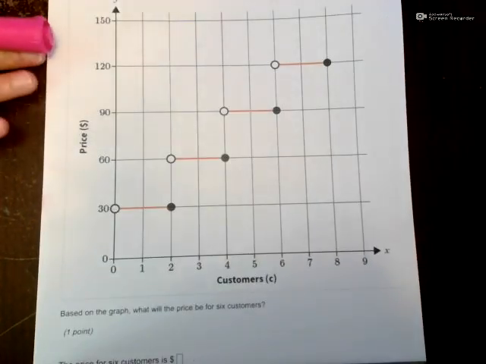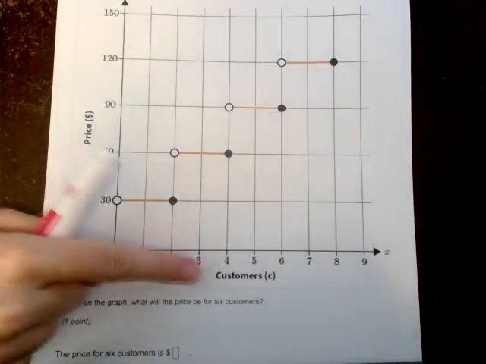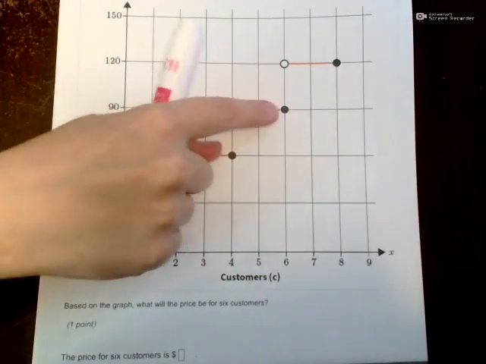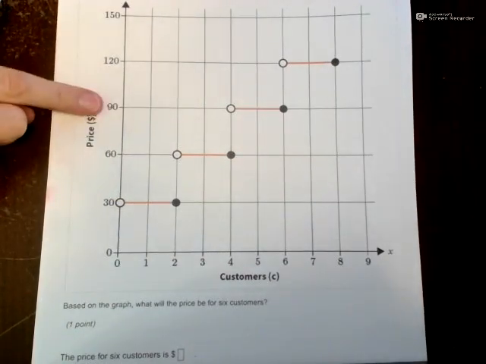This is question 5 on the practice. It says, based on the graph, what will the price be for 6 customers? This is our customers. This is 6. You come right up here. Price will be 90. I like these kinds of questions. These make me feel smart.